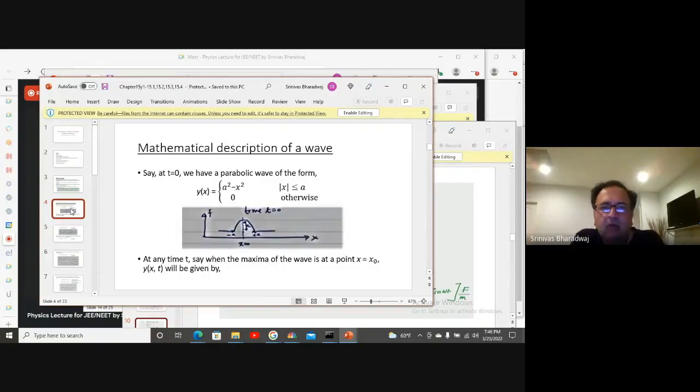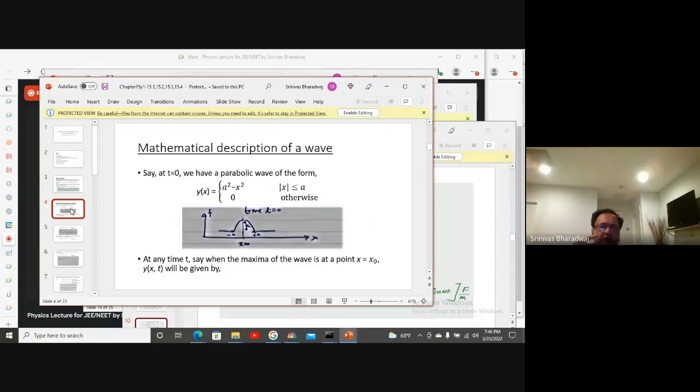Now when we speak of a wave, we speak of something which is propagating, a shape that is continuously propagating. It could be a sinusoidal shape, or it could be this kind of a shape too. Now we have a parabolic wave of the form a square minus x square, which is an inverted parabola, right?